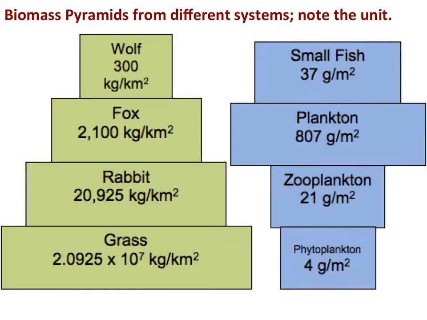Remember that in aquatic systems, the biomass pyramid can appear to be inverted because phytoplankton reproduce so quickly. Thus, the standing stock of the producer biomass at any one instant in time can be less than the primary consumer biomass. Keep this in mind. This should be a review from what you've studied earlier.